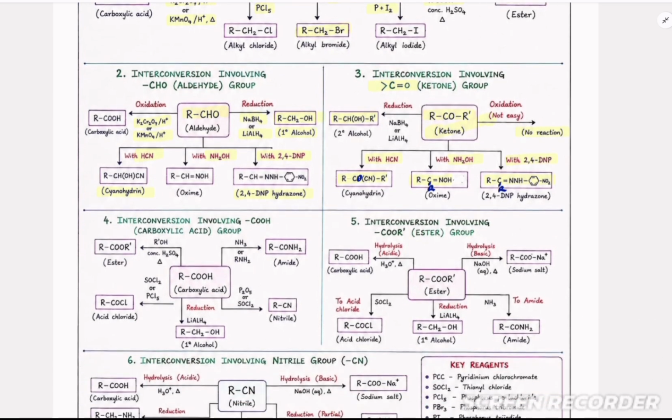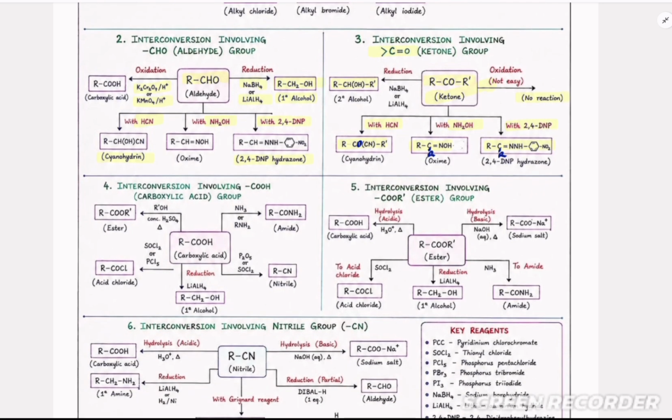Next we go with the further conversion of the acid group. So acid can be converted into alcohol. How? By means of reduction. And what do we use here? We use lithium aluminum hydride. Remember, we cannot use sodium borohydride here, only lithium aluminum hydride. Understand? What if we convert it into other types like ester derivatives?